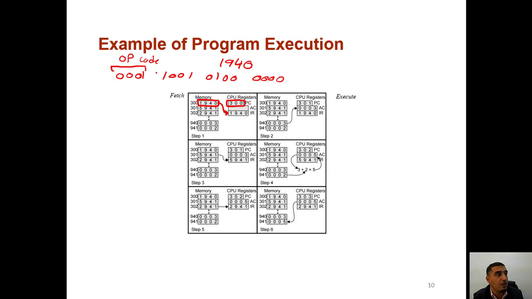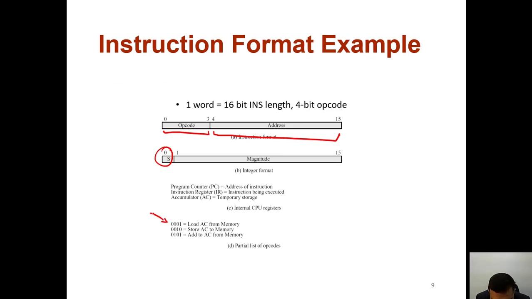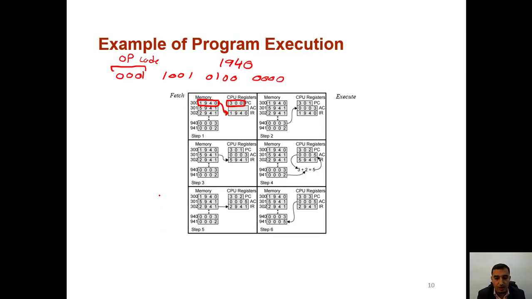Now, since this is our opcode, we are going to try to see what 001 is. From here, it is load accumulator. So I'm going to load the accumulator with the content available in memory location 940. So I will go to memory location 940 and take whatever is there and send it to the accumulator. At the same time, I'm going to increment my program counter. My program counter is 301.